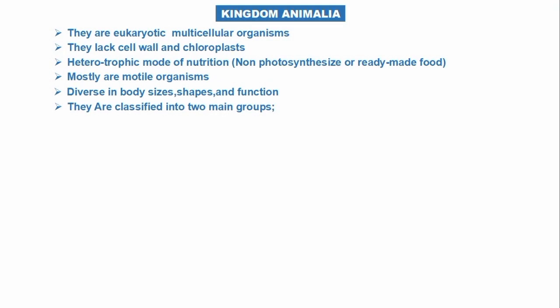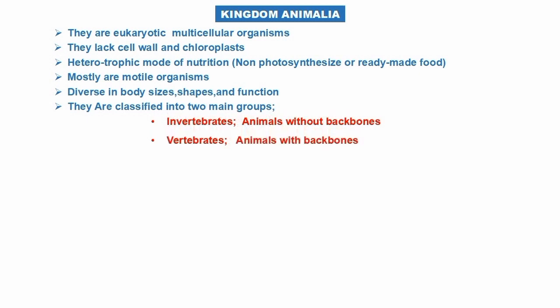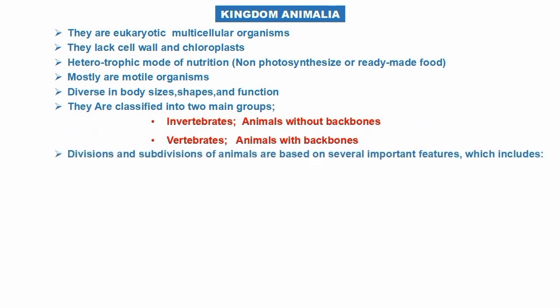Most of them are motile organisms. They can move from one place to another in response to external stimuli. They vary in body size, shapes, and functions. They have different diversity in body, size, and functions. They are classified into two main groups. The first one is invertebrates, animals without backbones. The second one is vertebrates, animals with backbones.